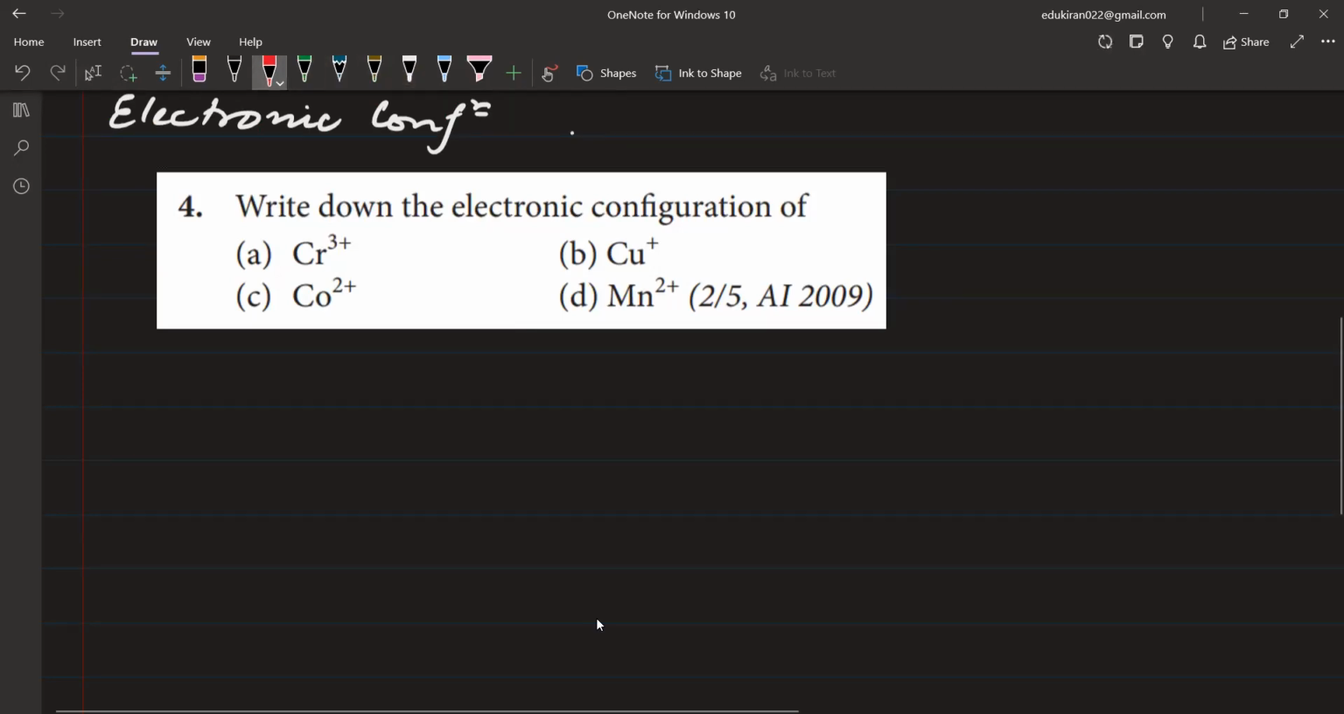So they will ask you about the ions. Whenever you have a positive charge, 1 positive, 2 positive, whatever the positive charge is, that means that is the number of electrons you are going to remove. But which subshell you are going to remove from is important. For example, take the case of Cr. What is the atomic number of Cr? Chromium.